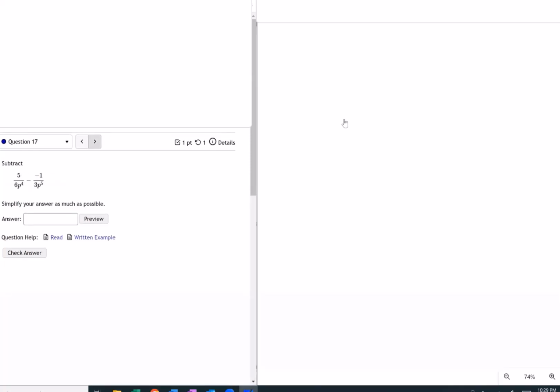For the least common denominator, we have 6p to the 4th and 3p to the 5th. My 6 is 2 times 3. Here we have a 3. We have 4 p's, and here we have 4 p's and an extra one. We have the 3's in common and the p to the 4th in common. So I need to multiply this by p and this by 2.